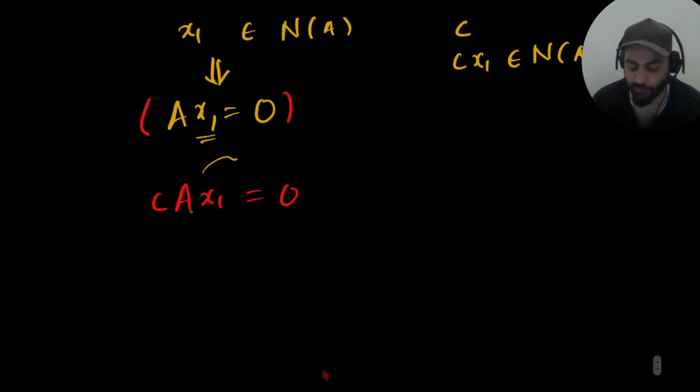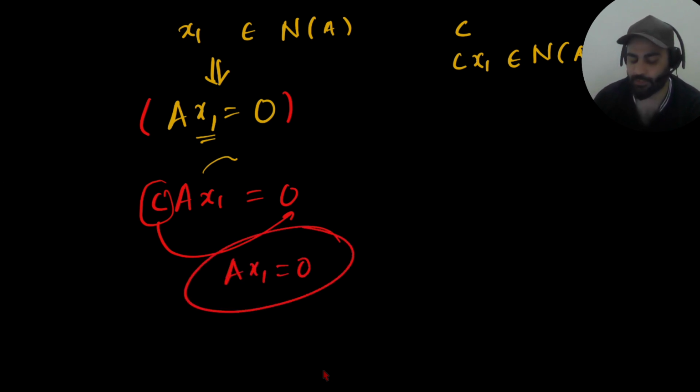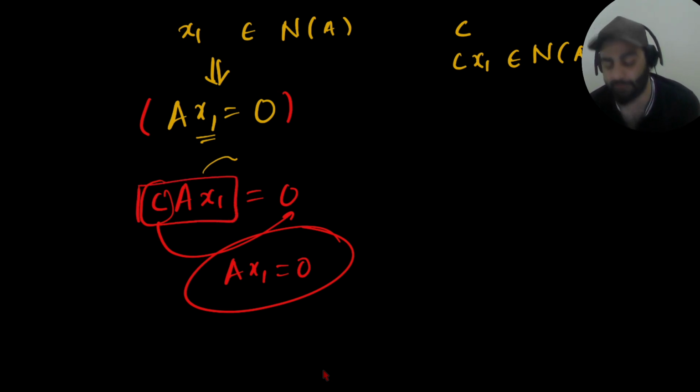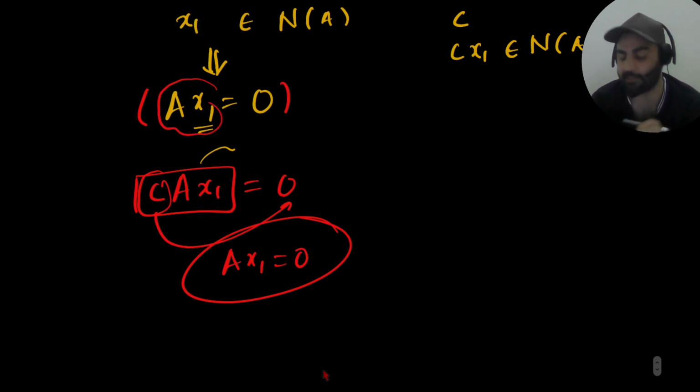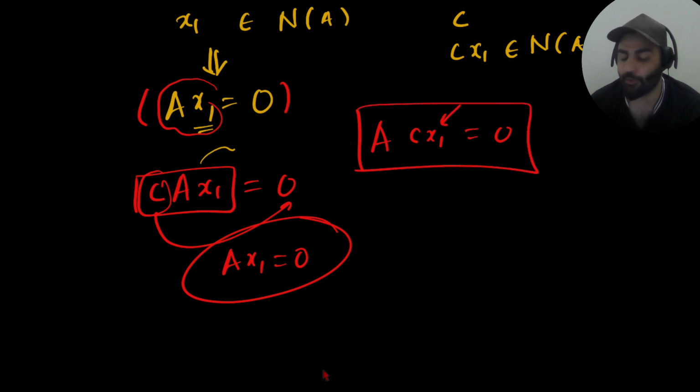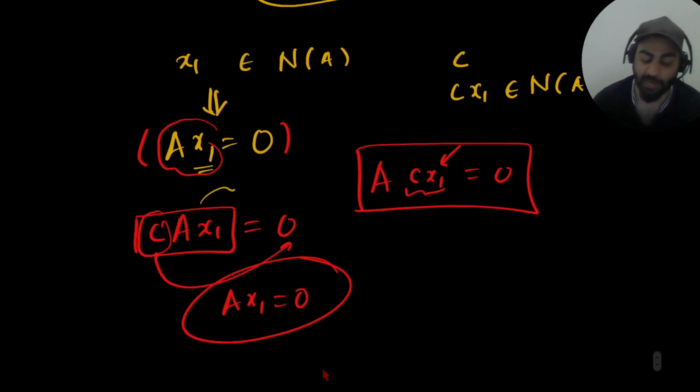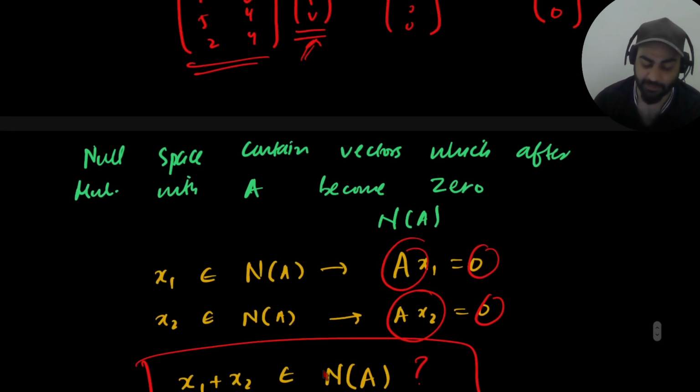So what I am saying is that A c x1 is also equal to 0. If x1 belongs to the null space, then c x1 also belongs to the null space. So here I can say that this is a vector space itself.